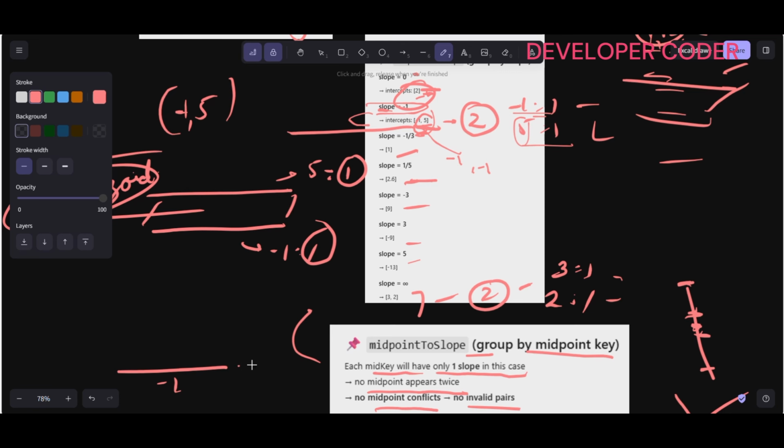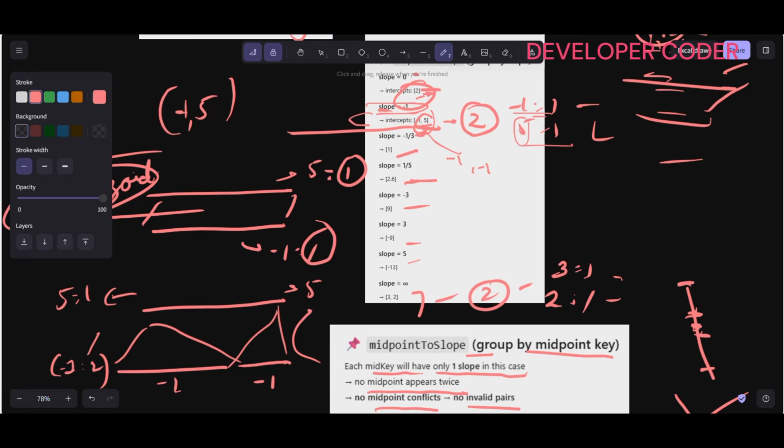Let's say -1, and there is one more line whose value is -1, and here this one is having -5. So here -1 is appearing 2 times, and 5 is appearing 1 time. So 2 into 1, right? This can be 1, or this can be 1, so 2 into 1 in this case. That is why I'm taking this.